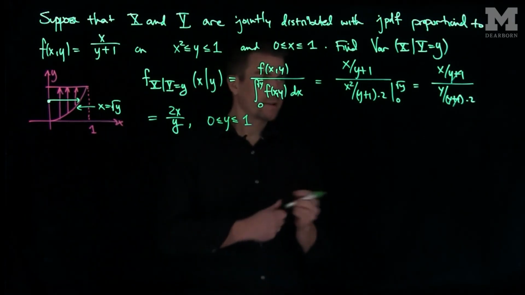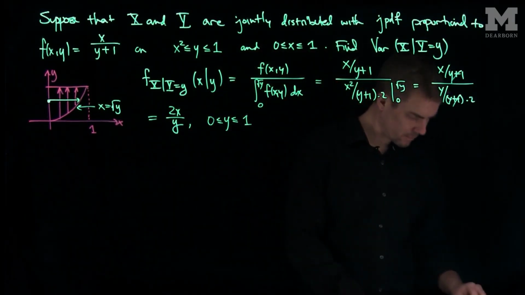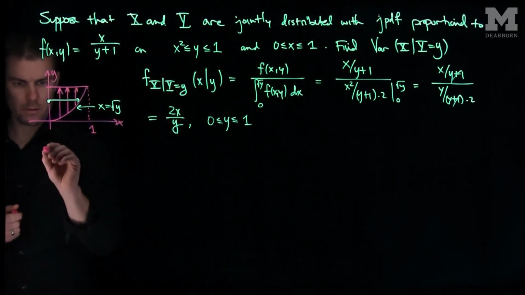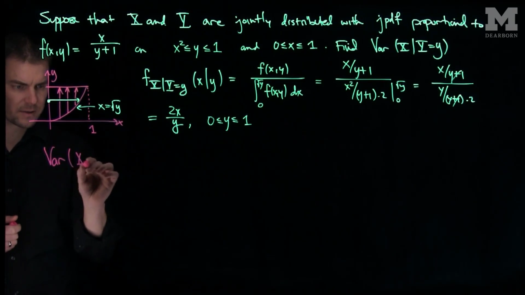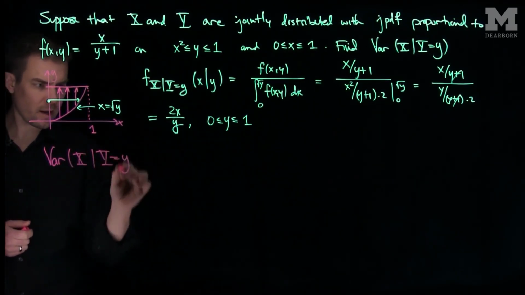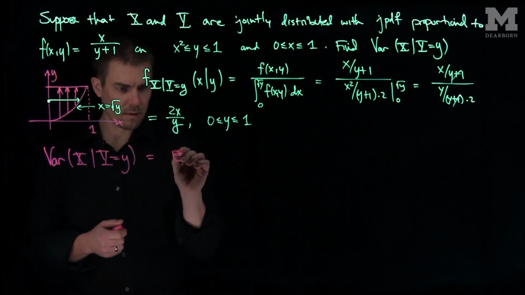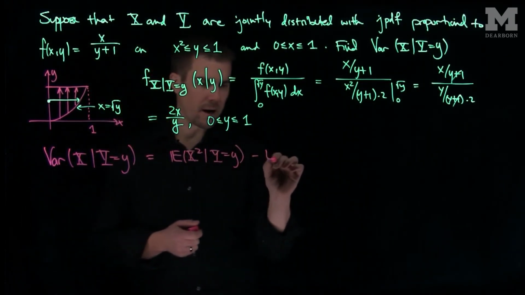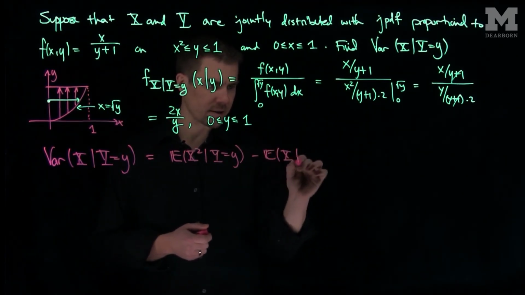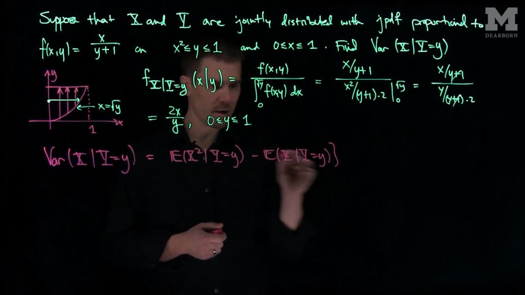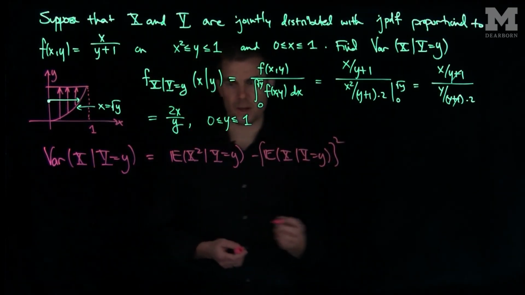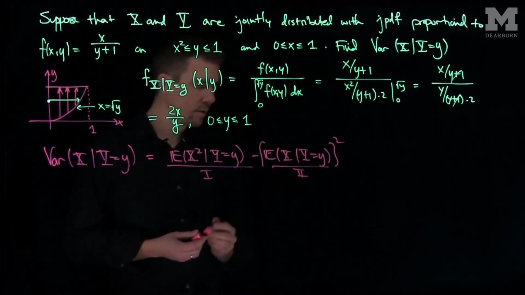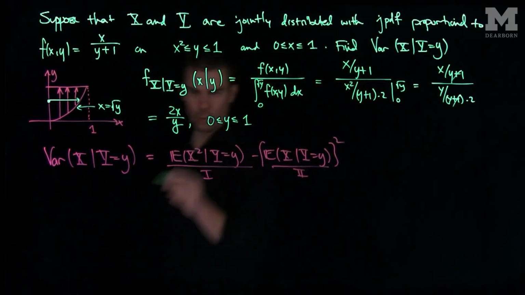Now we need to find the variance of x given that y is equal to little y. So the variance of x given that y is equal to little y is the expected value of x squared given that y is equal to little y, minus the expected value of x given that y is equal to little y, quantity squared. So we have to do each of these terms separately. Let's call the first term 1, and the term inside the square 2. Now let's compute these things. Let's compute 1 first.